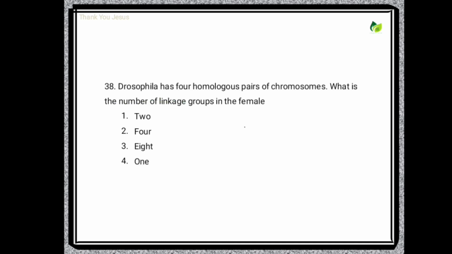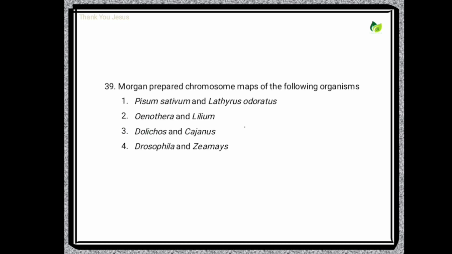Drosophila has 4 homologous pairs of chromosomes. What is the number of linkage groups in the female? The genes present on a single chromosome generally do not tend to separate. They are inherited together from parent to offspring. This phenomenon is called linkage. Generally, the number of linkage groups in an individual is equal to the haploid number of that organism. So the answer is 4. Let's see the next question.